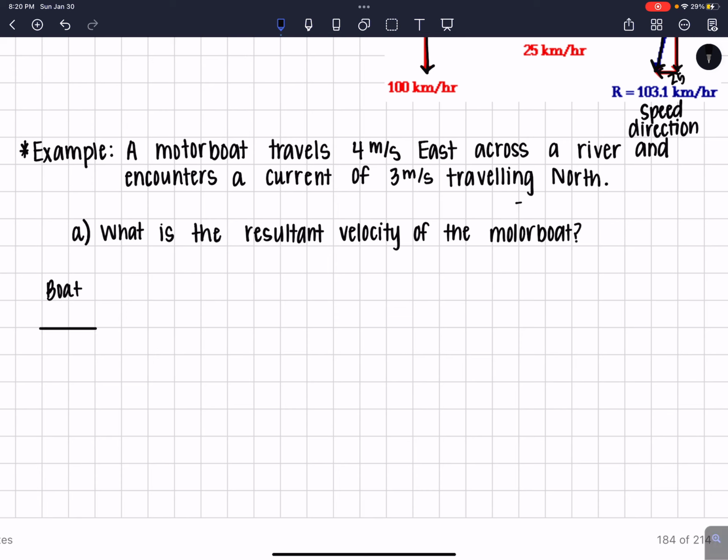4 meters per second to the east direction. And it's going across a river that has a current of 3 meters per second traveling north. So I'm going to draw the current's vector as 3 meters per second to the north direction. If I wanted to find the resultant velocity, I would just add these two together, and that would be the equivalent of my relative velocity for the motorboat.